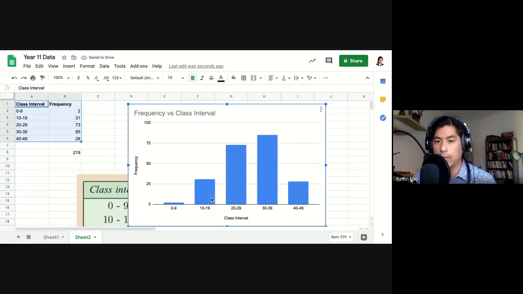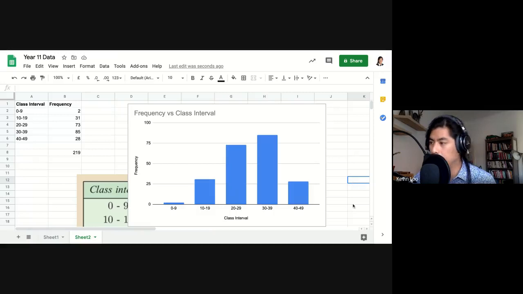What do you notice about this graph? Just describe it in words. It's big. Where is it big? Where is it small? It increases and decreases. Very good, Victoria. Let's think about it, it's a parabola. Very good, Clark. Almost a parabola, not quite. It's the most at 30 to 39. So the modal class would be 30 to 39 with 85 students. And as Victoria said, it increases and then decreases.